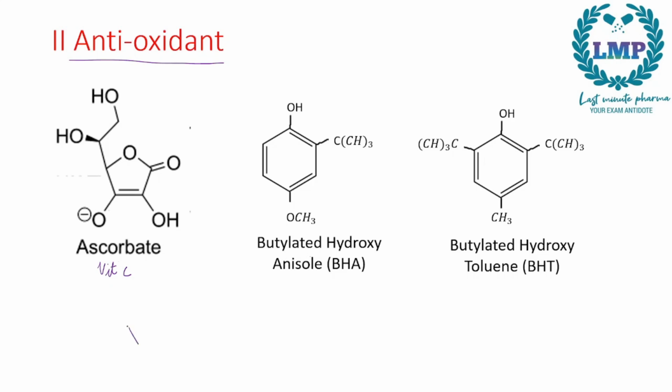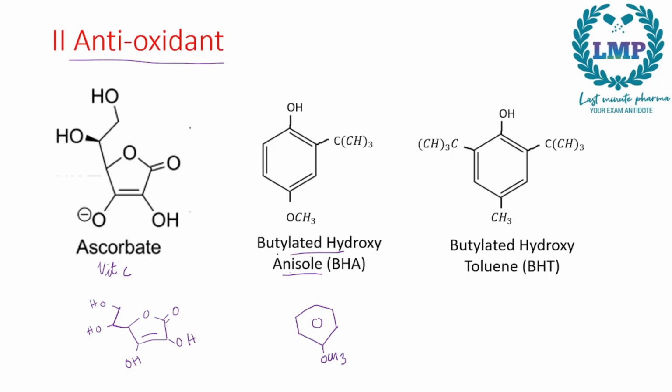In vitamin C we will have a 5-membered furan ring. Attached to it would be a double bond O, OH, another OH, then a 2 carbon chain. Along with each carbon there would be an OH group attached. So this is ascorbate or ascorbic acid or vitamin C. Next we have butylated hydroxyanisole. So first we will draw anisole. Anisole is a benzene ring with an OCH3.